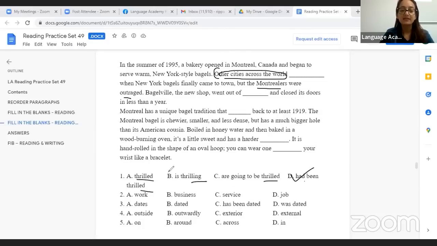Otherwise, nobody has selected B and C, which is a good thing because they are present tenses and we are talking about 1995. So it's not possible to say present tense. So that was the answer, had been thrilled. This basically means that when this dish was introduced in other cities of the world, people were very happy at that time. But when finally it came to Montreal, people were outraged.